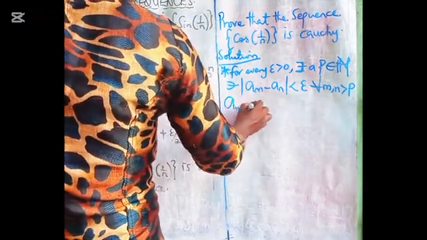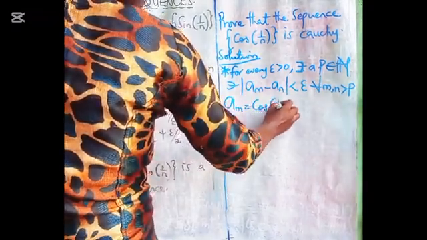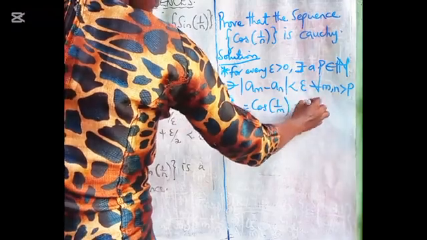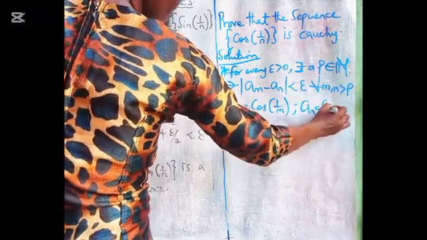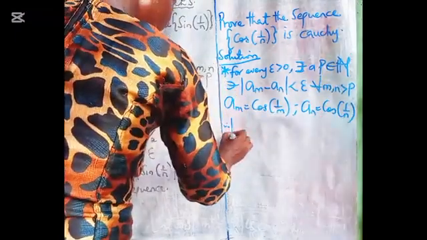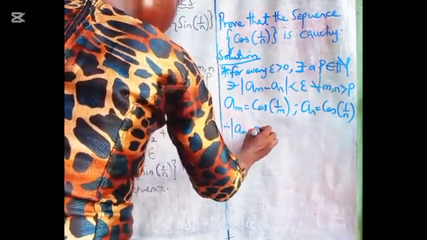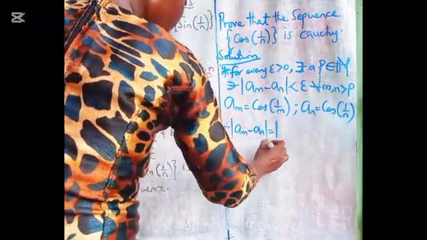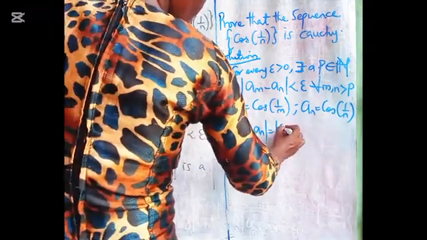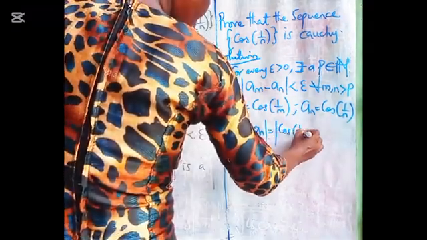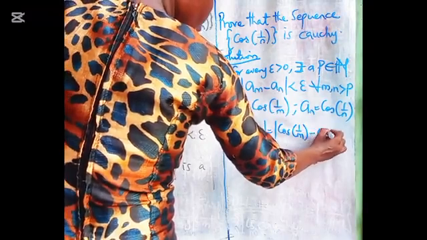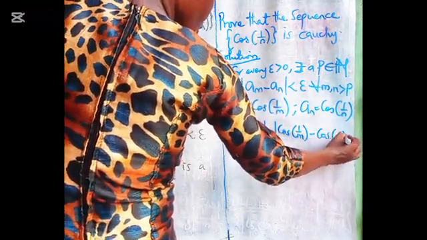A sub m will be cos of 1 over m, and a sub n will be cos of 1 over n. Therefore, a sub m minus a sub n will be equal to cos 1 over m minus cos 1 over n.